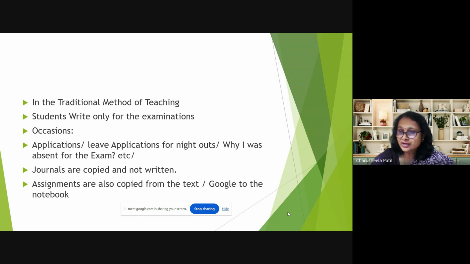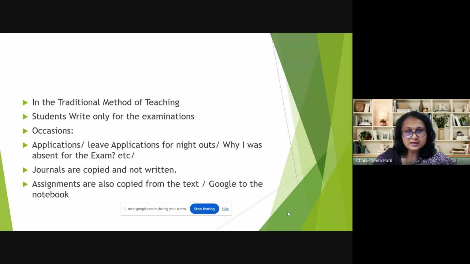Then what are the occasions on which they write apart from exams in some formal ways? That is applications, or maybe leave applications for night outs if they are hostelites. Then why I was absent for the exam. Like this they write. Usually these kinds of letters are written by the students. And yes, we as teachers ask them about journals. So they merely copy the journals most of the times, and some of them write the journal, but not all of them. So journals are also copied and not written. So where does thoughtful action take place usually?